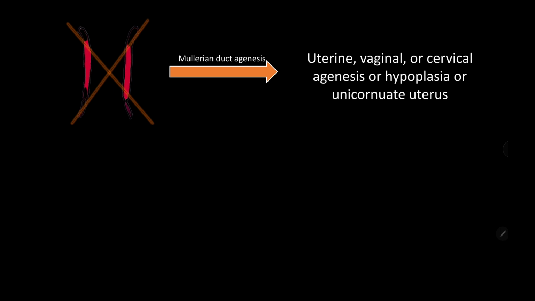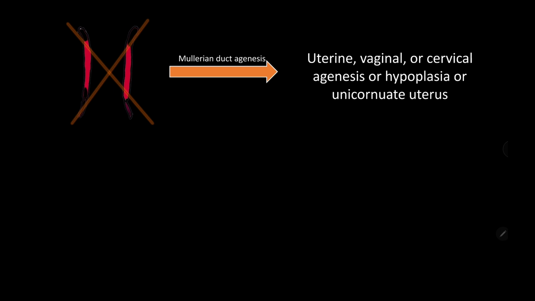Well, this is what happens when all the steps of Mullerian duct embryology occur properly. What if it doesn't occur? The first step is the formation of the Mullerian duct. And what if it doesn't occur? It leads to Mullerian duct agenesis, and this agenesis can be unilateral or bilateral. If it is unilateral, it leads to unicornuate uterus, or if it is bilateral, it can lead to Hemarcate syndrome or uterine, vaginal or cervical agenesis, or if it is incomplete, it can lead to hypoplasia.